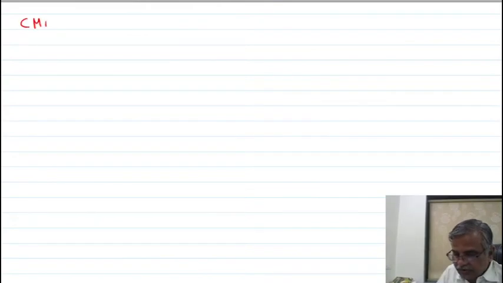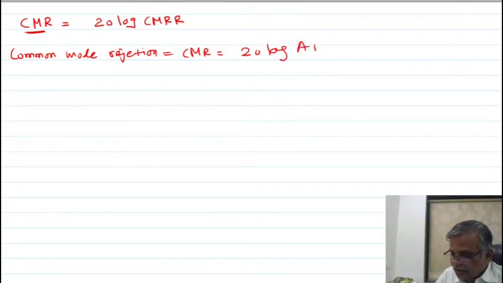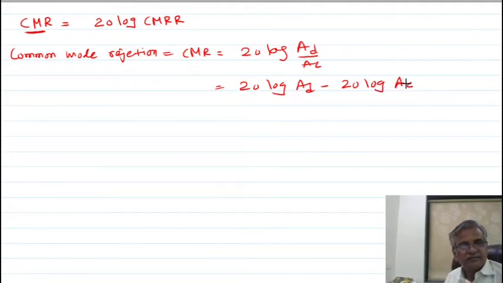Common mode rejection. When CMRR is expressed in decibels, it is called common mode rejection. It is written as CMR. So I can write 20 log AD by AC, or 20 log AD minus 20 log AC. This is only for numericals that I am discussing.